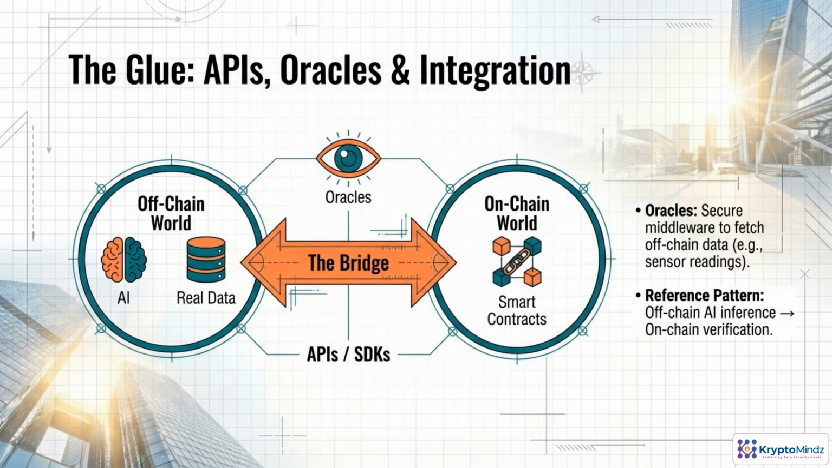AI and blockchain only become powerful together when you design the bridge between them. Imagine AI models and real-world data running off-chain, then publishing their results in a verifiable way on-chain. Oracles act as secure couriers that fetch, validate, and sign that data. A pattern you'll reuse in many PhD projects is off-chain AI inference, on-chain verification, with APIs and SDKs handling the integration.